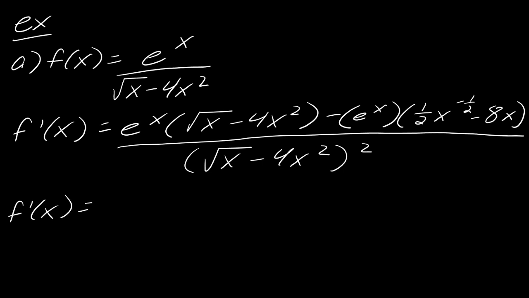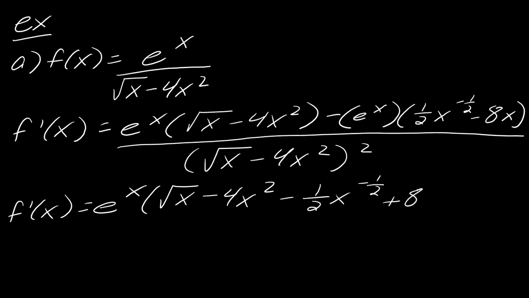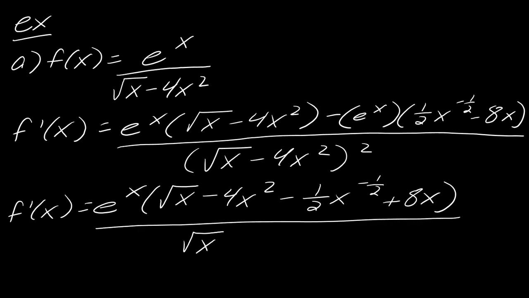So I'm going to factor out this e to the x because it's in both parts of the numerator, so I'll factor that out. And then I get the square root of x minus 4x squared, minus 1/2 x to the negative 1/2 plus 8x. So remember, you have to distribute this minus sign in, so notice that I flipped the signs here. And then I'll just divide all of that by the denominator. And you could simplify this farther, but for our purposes of review, we'll say that this is fine for now.